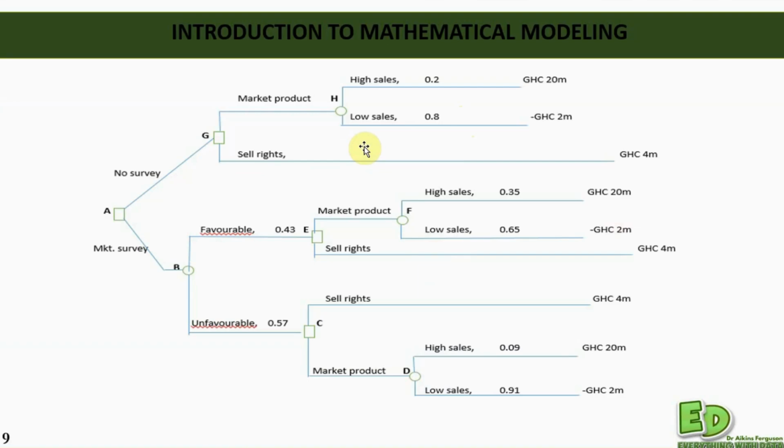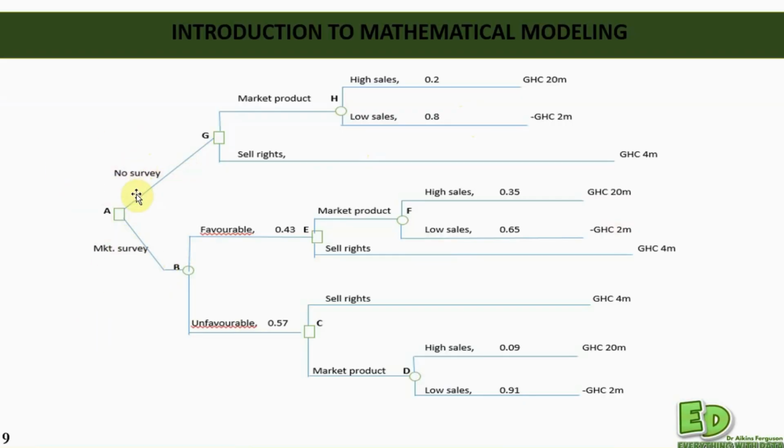So after being able to draw this decision tree, what is left is to deal with what is called the folding back process to find the expected monetary value, right? Based on the decision, whether to do the market research survey or no survey, right?